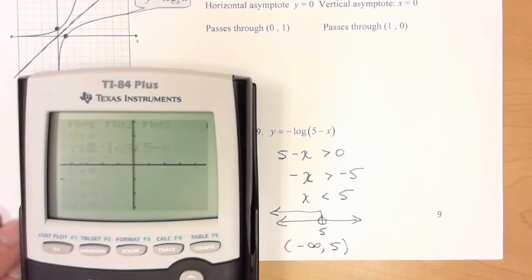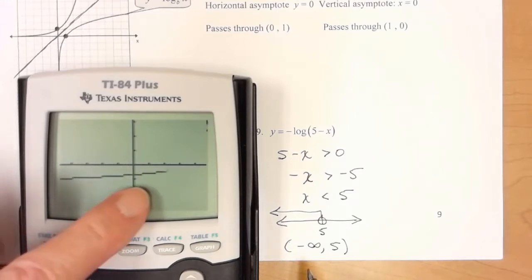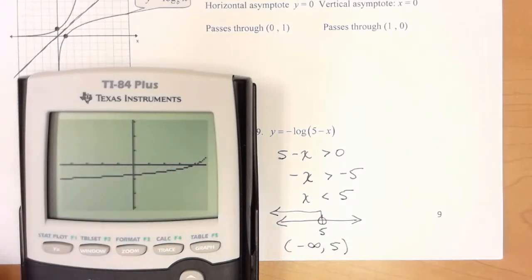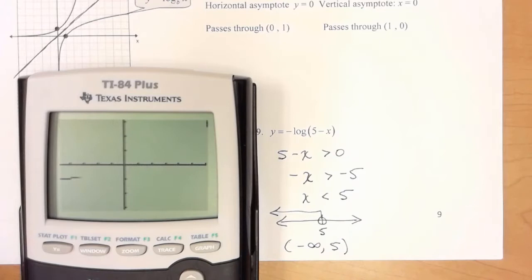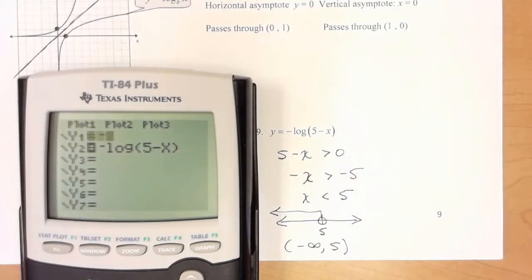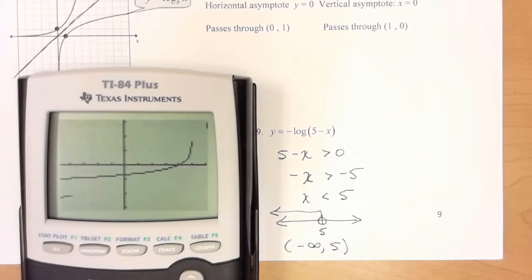Graph. It's coming in from negative infinity, and I'm going to move my window over a little bit. Let's see if it ends at 5. Done. I also said it doesn't matter what the base is, so let me try another one. Negative ln of 5 minus x. It comes from negative infinity, and it's ending at 5. Okay, so the base doesn't matter.